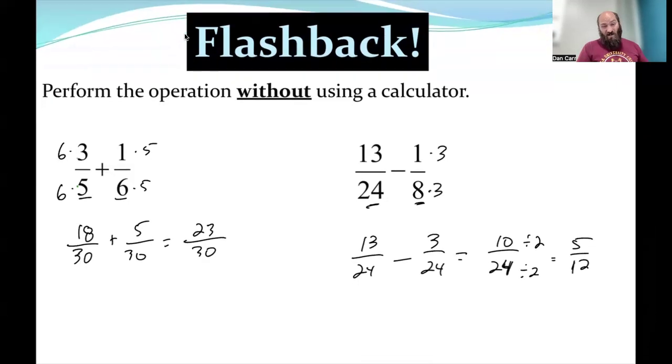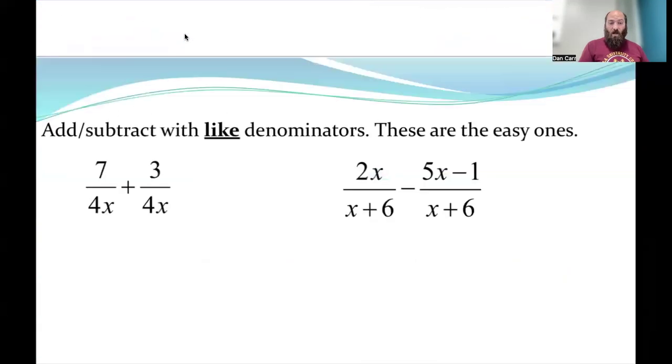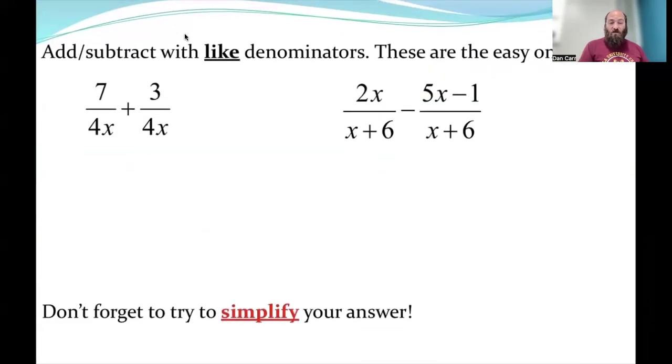Concepts today are very similar. We have to be able to make our denominators into similar things. So in this case, they already are. We can add and subtract as long as we have like denominators. Okay. So when I do this, 4x and 4x is just going to stay 4x in the end. My numerator is now 7 plus 3 to give me 10.